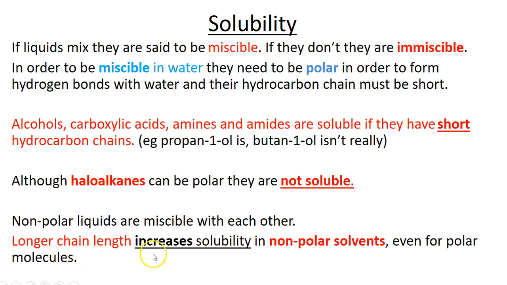Longer chain length, I've talked about this already, decreases solubility in water. It increases solubility in non-polar solvents. So this butanol, it's a bit soluble in water, but if you did pentanol or hexan-1-ol or whatever, the bigger and bigger you get, they won't be soluble in water, but they will be soluble in oils. So this is even true for polar molecules.